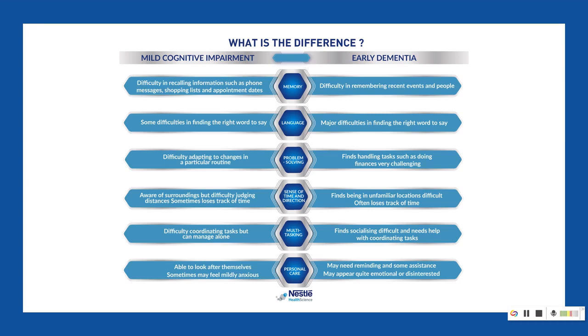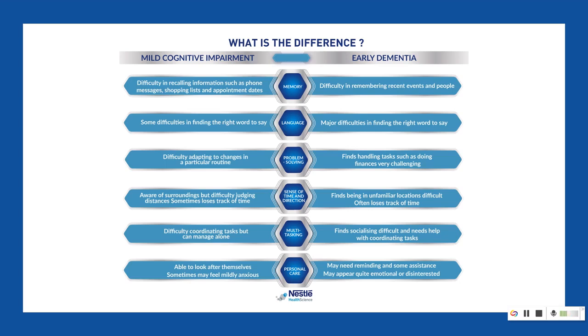The sense of time and direction: with MCI, the person might be aware of their surroundings, but they have difficulty judging distances when they're driving. They sometimes lose track of time. With early dementia, being able to find an unfamiliar location is difficult, and often the person will lose track of time. Multitasking: with mild cognitive impairment, there may be some difficulty coordinating tasks, but they can still manage those tasks alone.